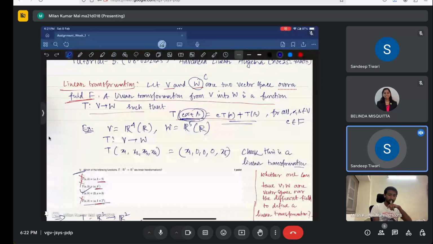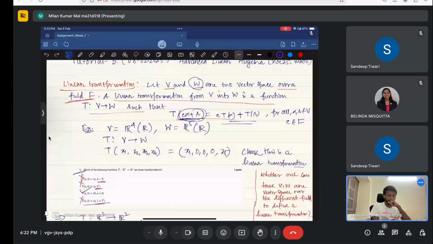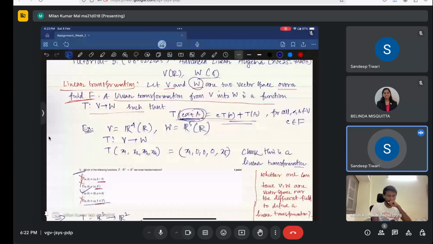Sir, W over R. No, you are considering V over R, W as a subspace. W over the complex numbers. Yes, sir. Then, sir, scalar multiplication is well defined.